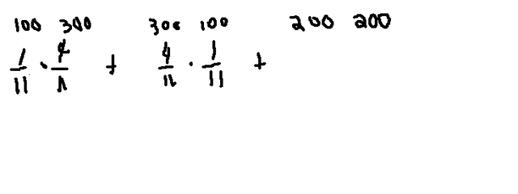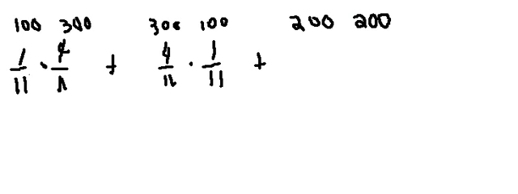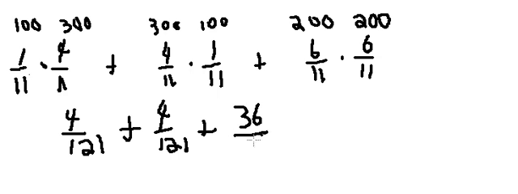And then what was the probability of getting a 200 and a 200? Well, 200 was 6 out of 11. So here it's going to be 6 out of 11 times 6 out of 11. And here we just have to do the calculations. We got top times top, bottom times bottom when you're multiplying fractions. So 1 times 4, that's 4 out of 121 plus 4 out of 121 plus, well, 6 times 6, that's 36 out of 121.